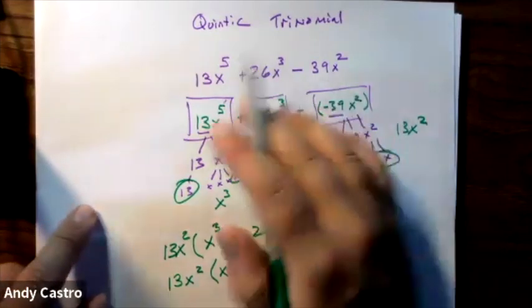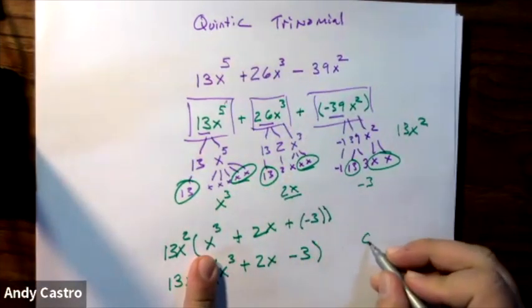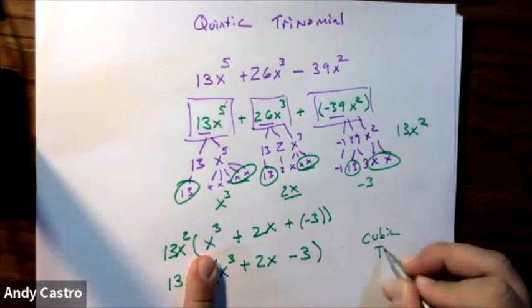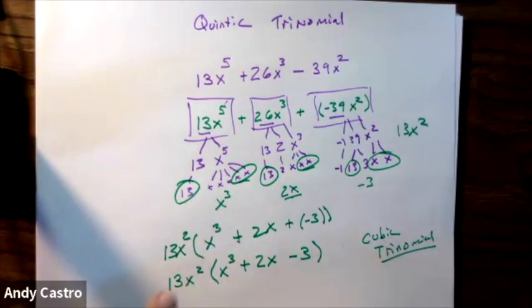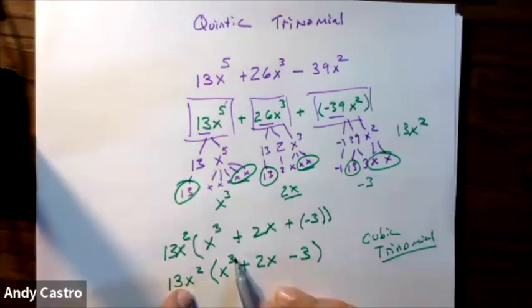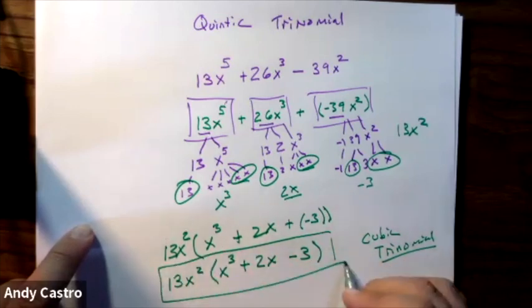All right, so we went from a quintic trinomial. Now if we look inside, we are a cubic trinomial. Still a trinomial, but we lost 2 off of our top degree, so we went down. But that is the final answer.